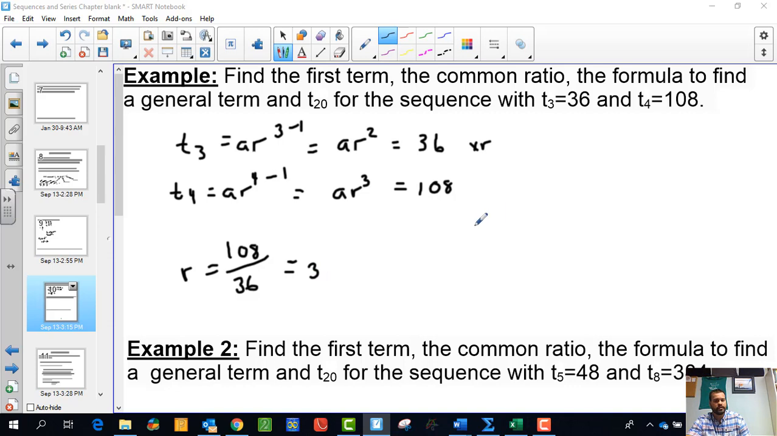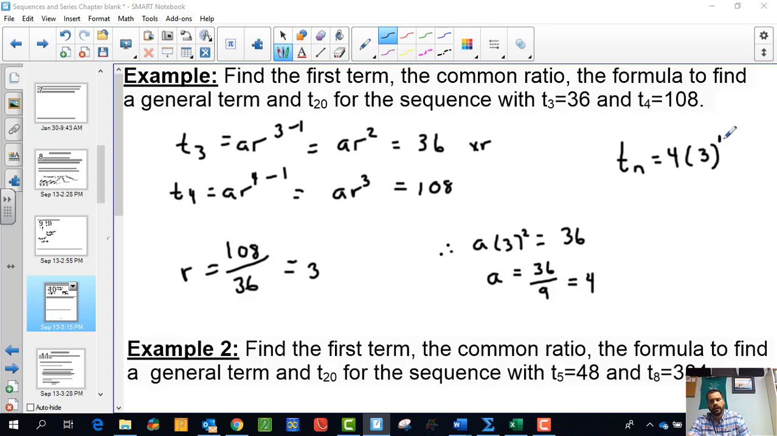And then once we know R is 3, all we have to do is say, therefore, A times 3 squared has to be 36. So that means that A is 36 divided by 3 squared, which is 9. So you get 4 for A. So then we say Tn is 4 times 3 to the n minus 1. So we found the first term, the common ratio, and the formula to find the general term, and now it says find T20.